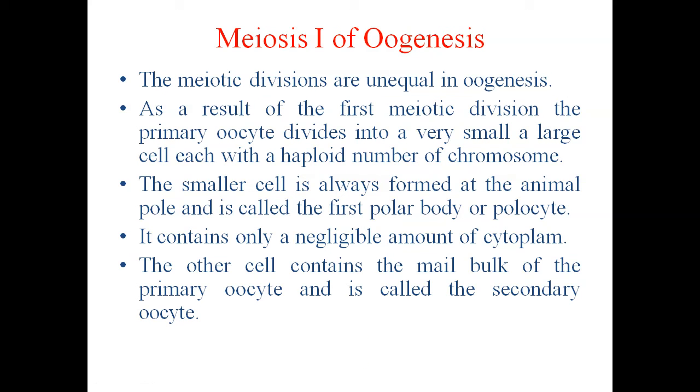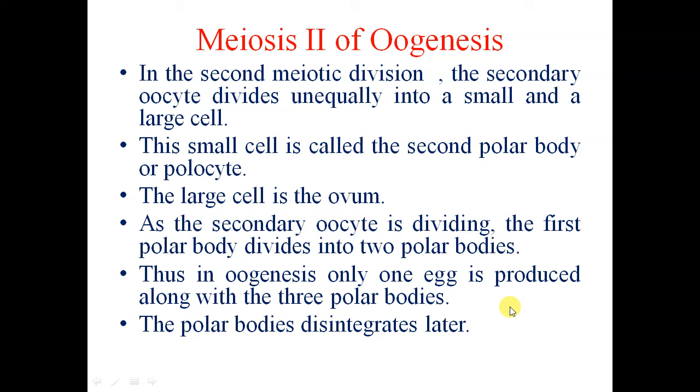What happens? It can be explained in two parts, meiosis first and meiosis second. The meiotic divisions are unequal in oogenesis. As a result of meiosis first, the primary oocyte divides into a very small cell, as I had mentioned in the diagrammatic presentation, and a large cell, each with the haploid number of chromosomes. The smaller cell is always formed at the animal pole and is called the first polar body or polocyte. It contains only a negligible amount of cytoplasm. The other cell contains the main bulk of the primary oocyte and is called the secondary oocyte.